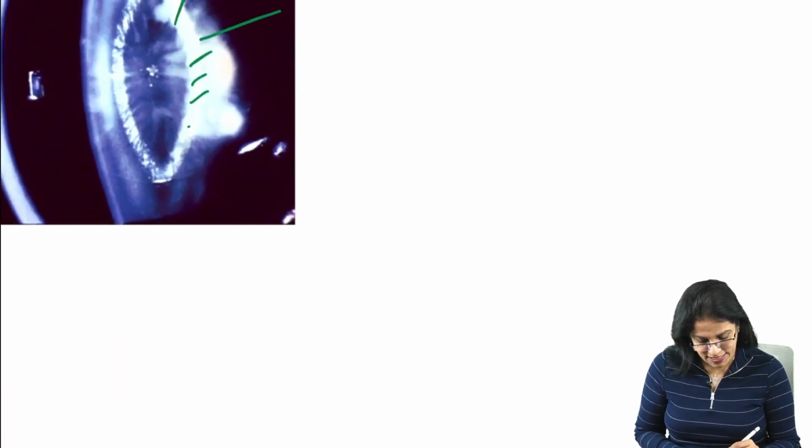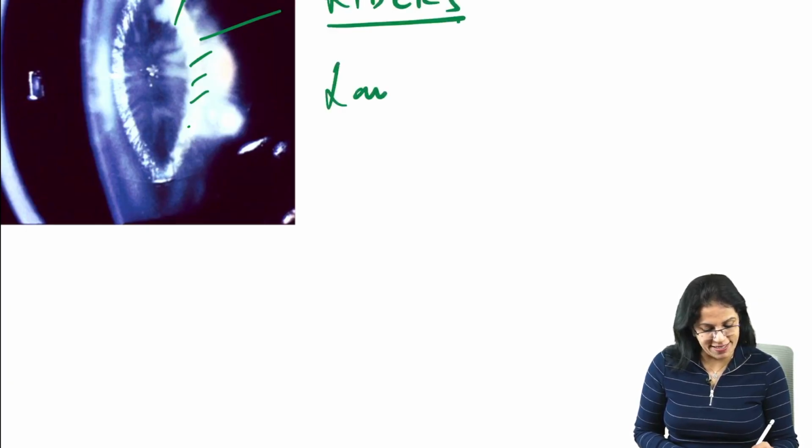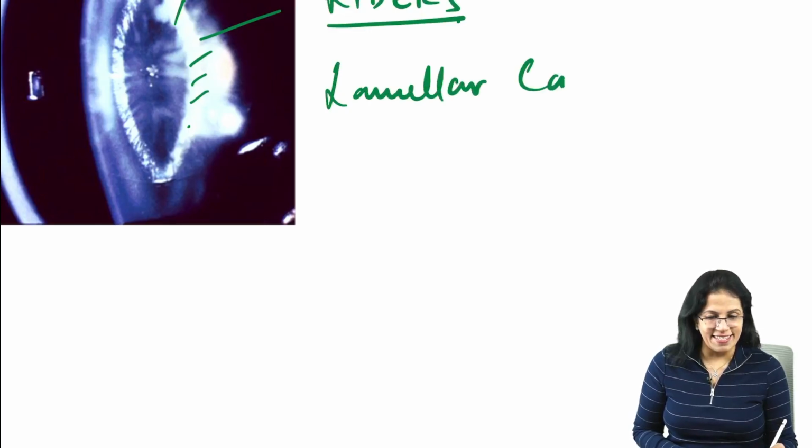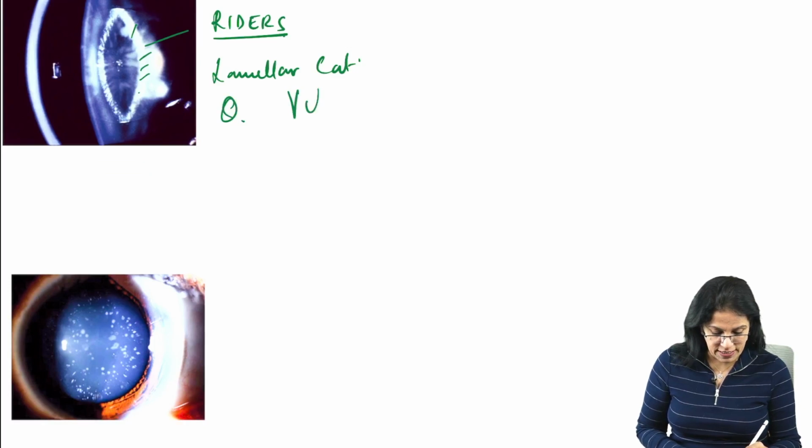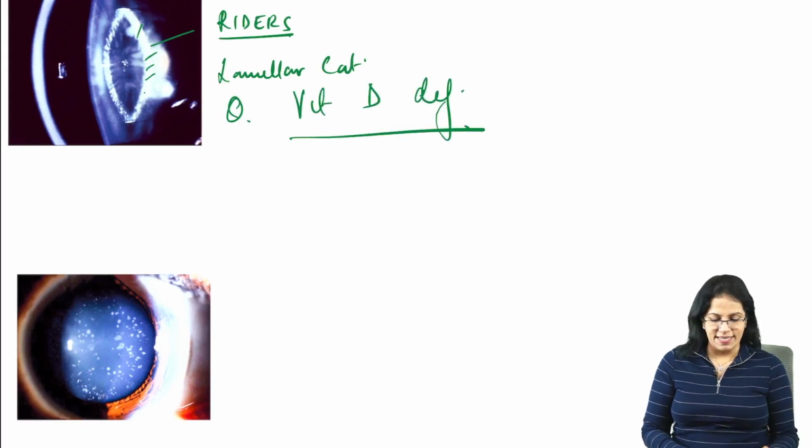What are we seeing? I can see these are all riders here, isn't it? These radial opacities, and it's involving one lamella. So we are talking about lamellar cataract where you see these riders. That is first question. ठीक है? और क्या याद करोगे? Exam question है, it occurs due to vitamin D. Which vitamin deficiency? It is vitamin D deficiency.